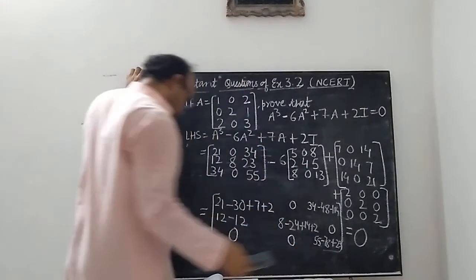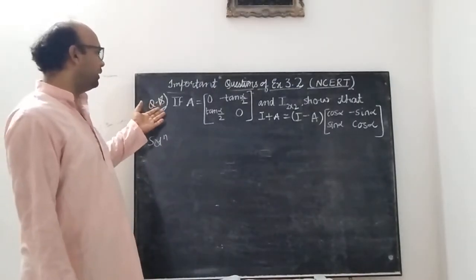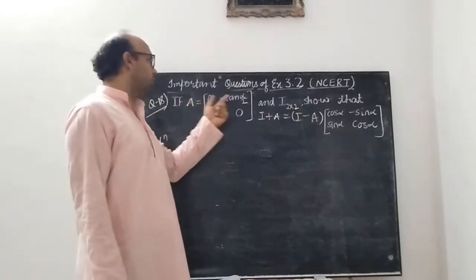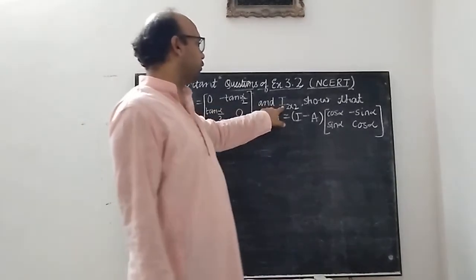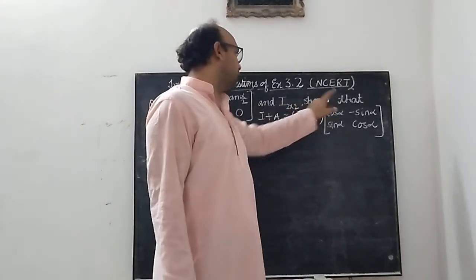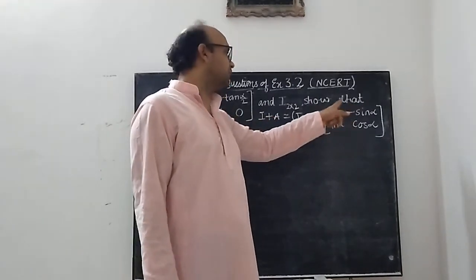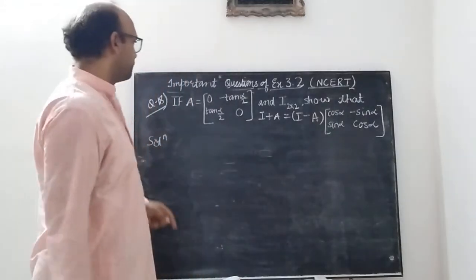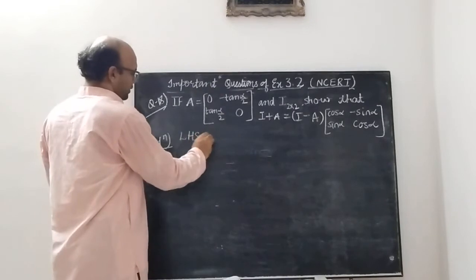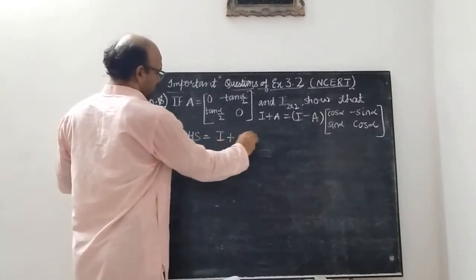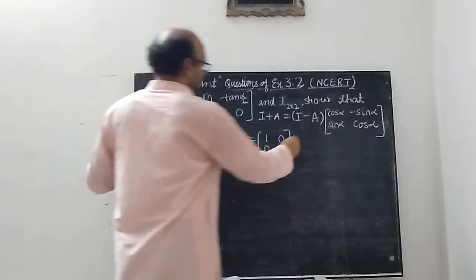Okay, now we just move on to question number 18. If A is equal to the matrix 0, minus tan alpha by 2; tan alpha by 2, 0, and I is an identity matrix of order 2 cross 2, then we have to show that I plus A is equal to I minus A into the matrix cos alpha, minus sin alpha; sin alpha, cos alpha. So what we do, we start with the LHS. LHS is I plus A, that is 1, 0, 0, 1, and then we add.